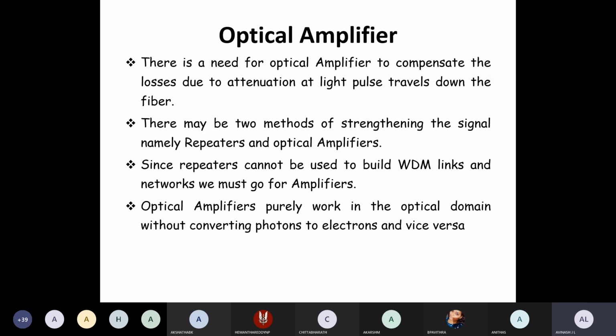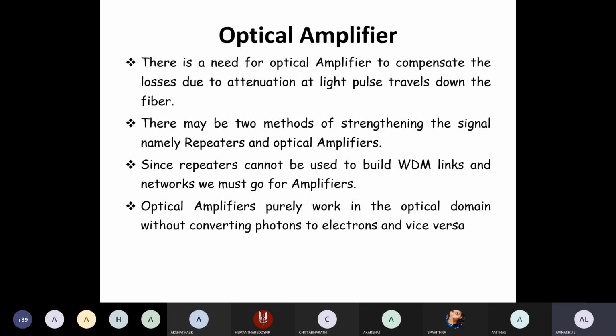So please make a note of this. Optical amplifiers purely work in the optical domain without converting photons to electrons and vice versa.